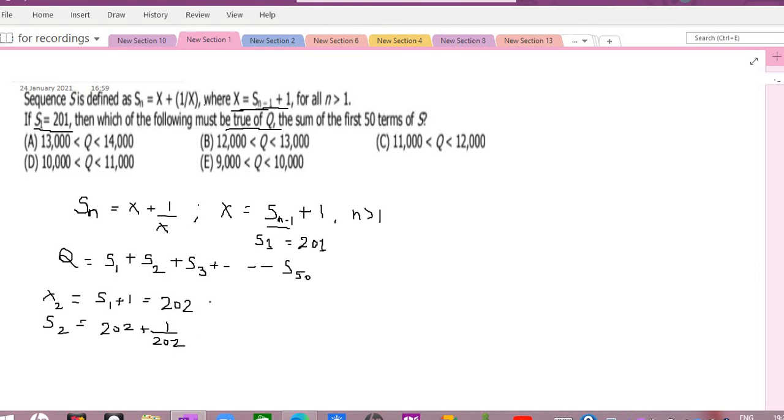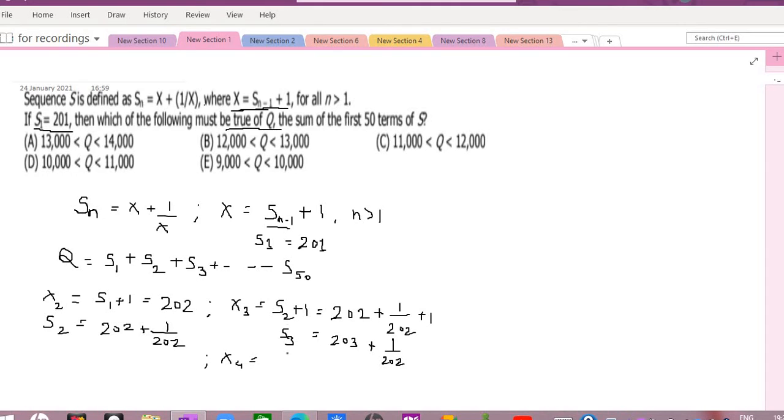Similarly, let's find the value of x3 here. Substitute n as 3. So this will be S2 plus 1. Now your S2 given to us is 202 plus 1 by 202, plus 1. So what do you get on simplifying? 202 plus 1 can be written as 203. And this number is quite small, so let this be like this. This is how you're going to get our S3. Now similarly, let me do one more so that you'll get the idea.